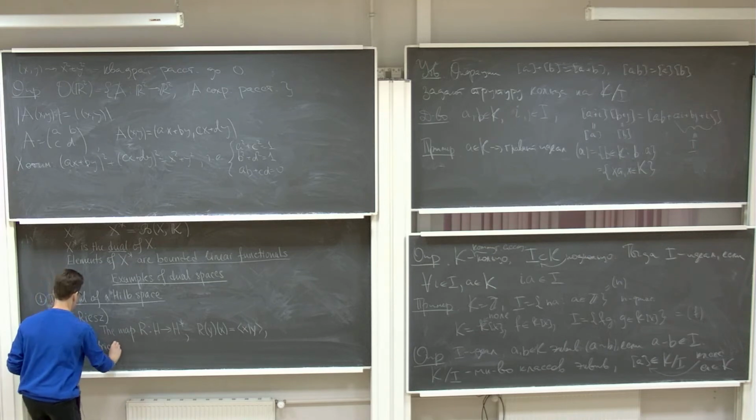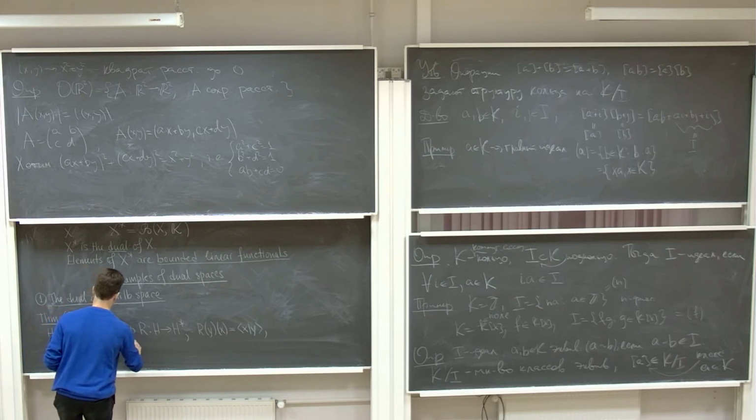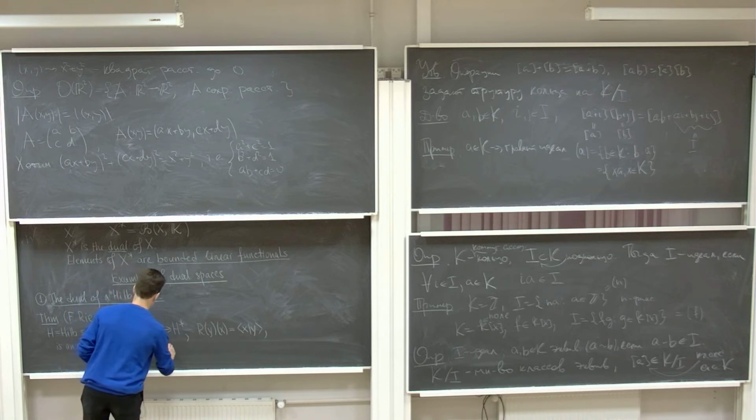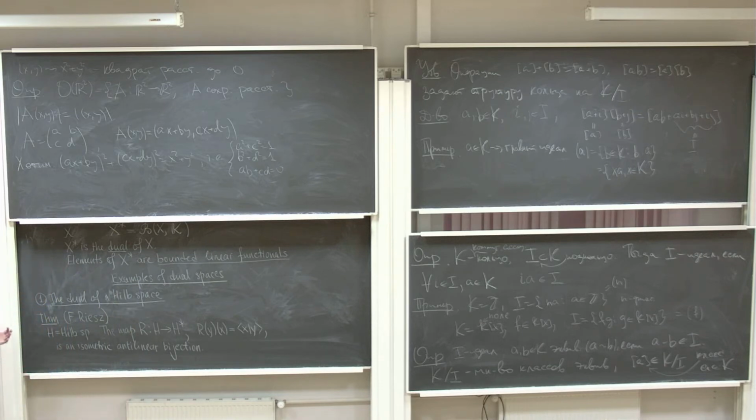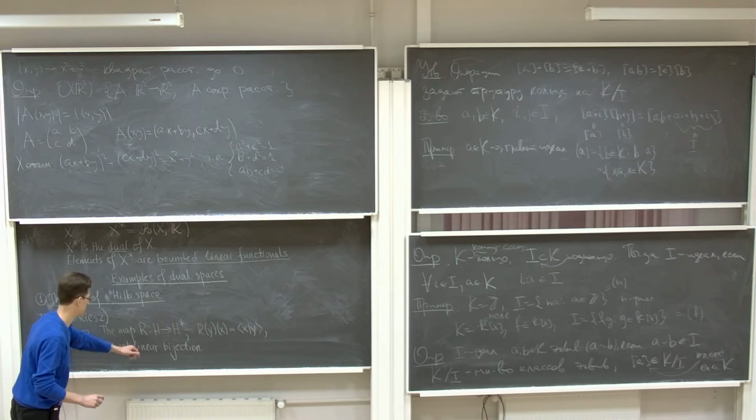So very roughly, this theorem means that we can, in a sense, identify H and H star. But it's important to remember that this identification is not an isomorphism, for the simple reason that it is not linear, it is antilinear.